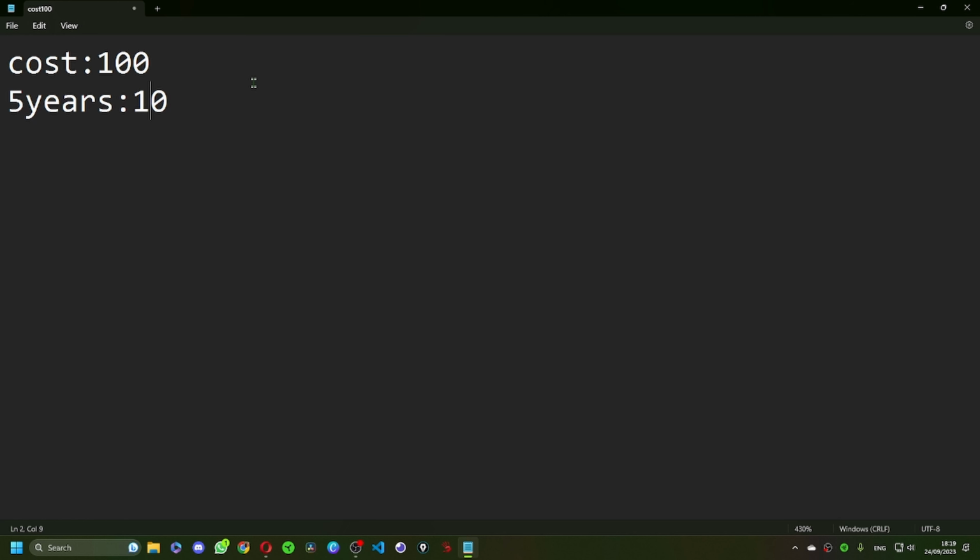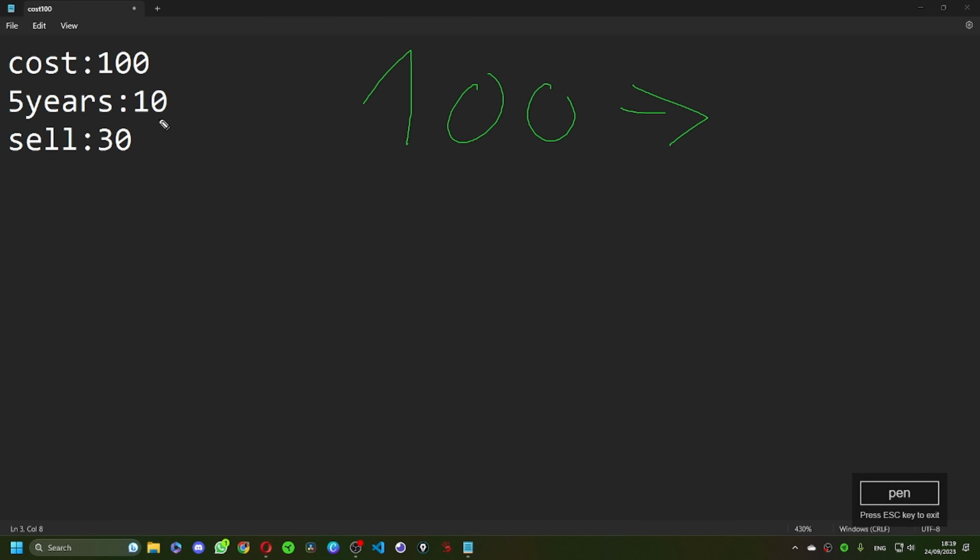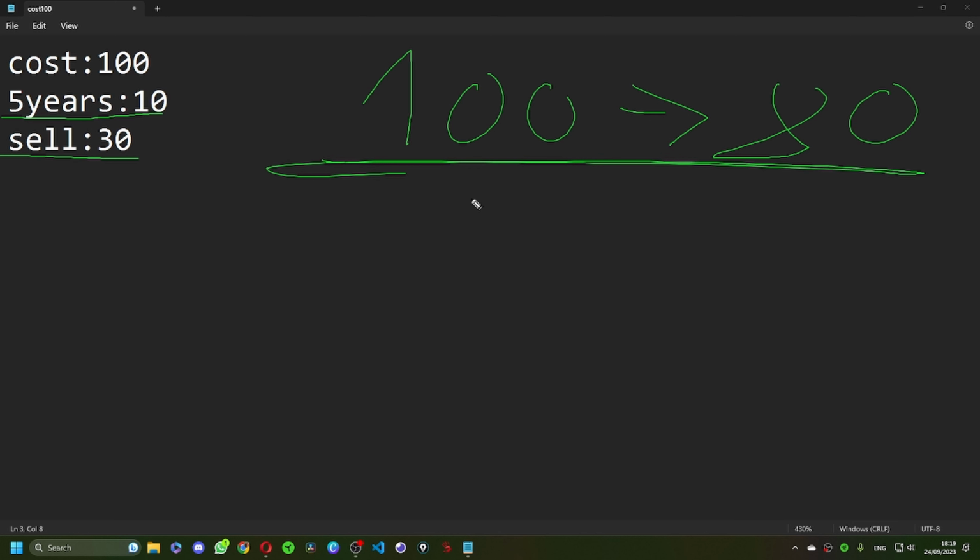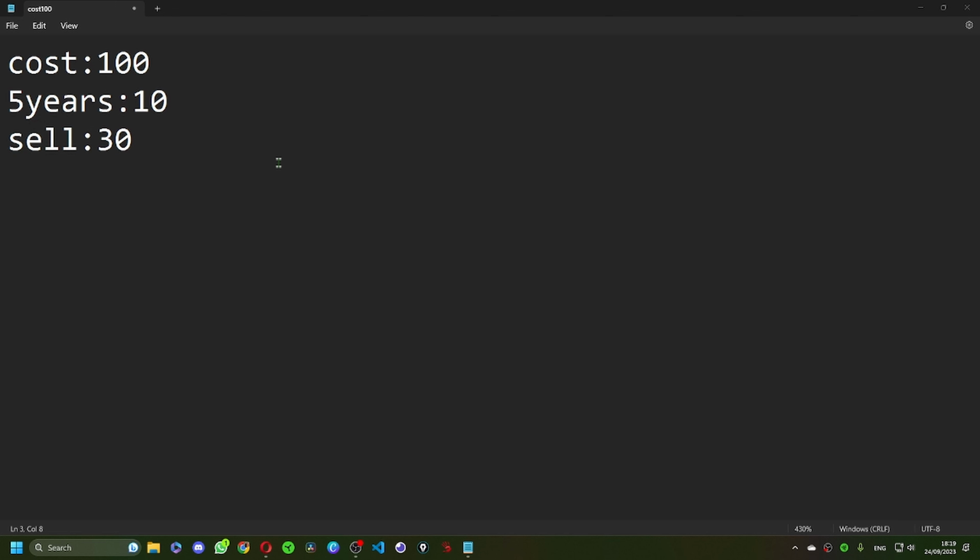Let's say that they make 10. That seems about right. And after these 5 years, you sell it for, let's say you sell it for 30. What this means is that you paid $100 for a company, and then got $50 from the 5 years and sold it for another 30, which means you're in a negative return of $20 in 5 years.